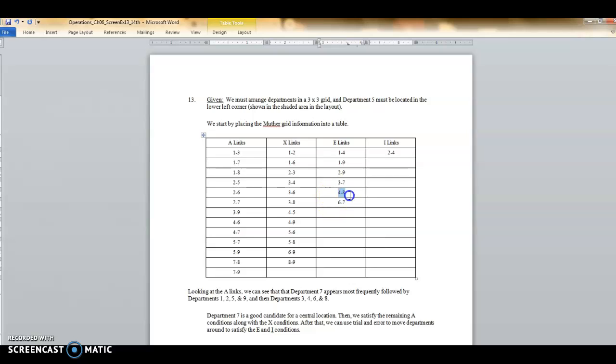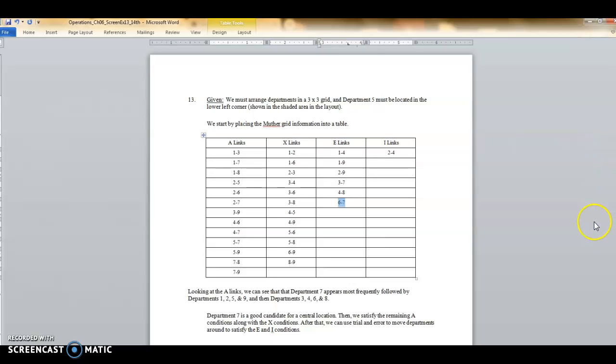So 4 and 8, we'd like that to be next to one another. It's important, but not critically important. And finally, number 6 is the only other one that has an E, and number 6 and number 7 should be close to one another. A less important but somewhat important link, the only I that I have, corresponds with department number 2, and that corresponds with an intersection with diagonal upwards for number 4.